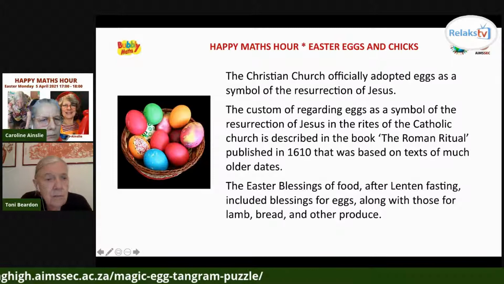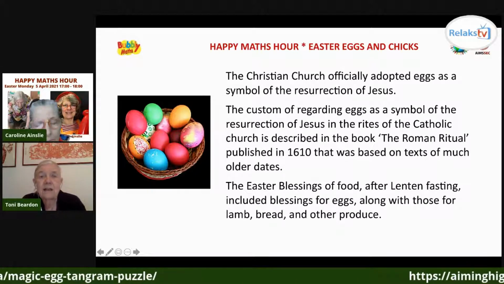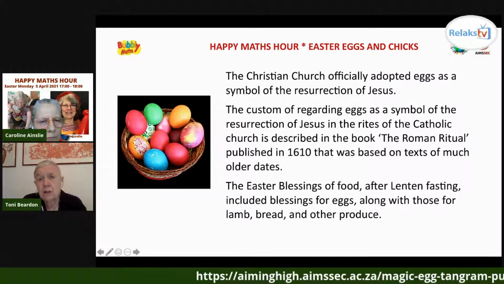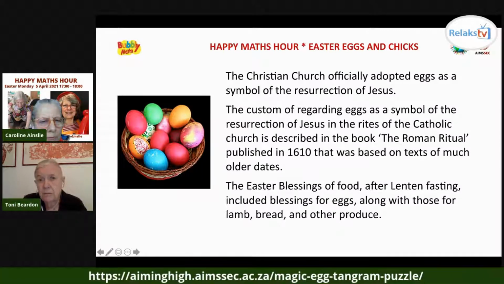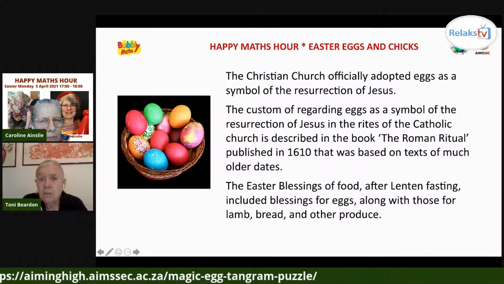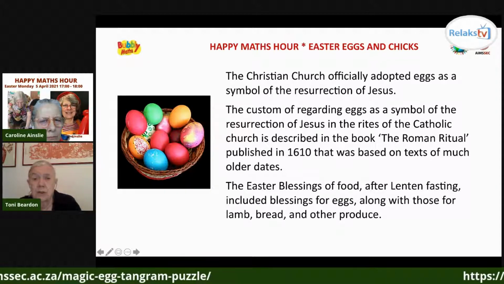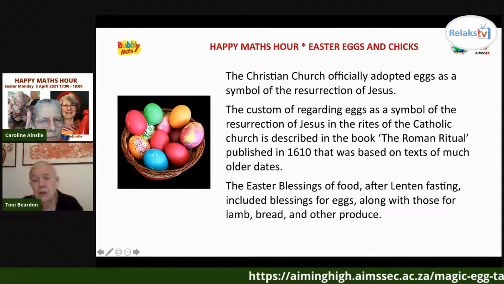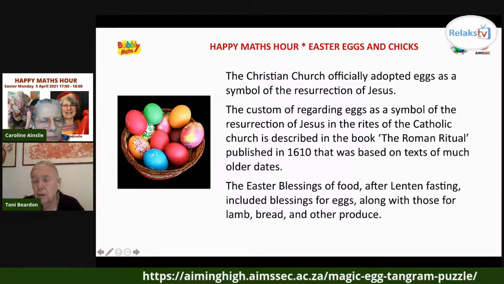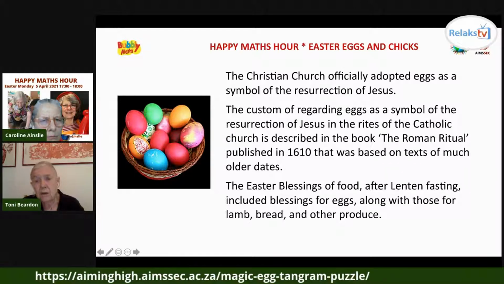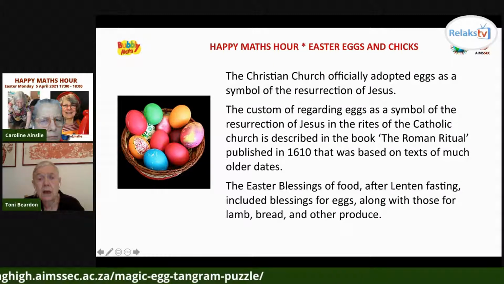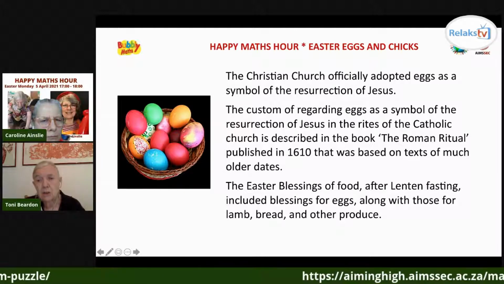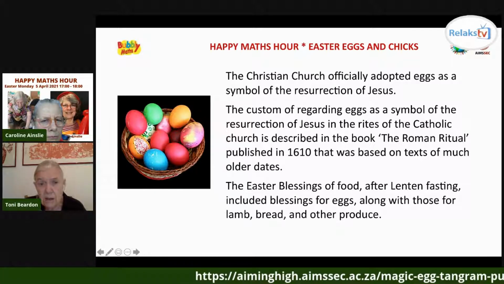And so now you see a basket of very colourful eggs here. The Christian church officially adopted eggs as a symbol of the resurrection of Jesus. The custom of regarding eggs as a symbol of the resurrection of Jesus in the rites of the Catholic Church is described in the book entitled The Roman Ritual. It means Roman practices in their worship and their services. And it was published in 1610, but it was certainly based on texts of a much older date than that.